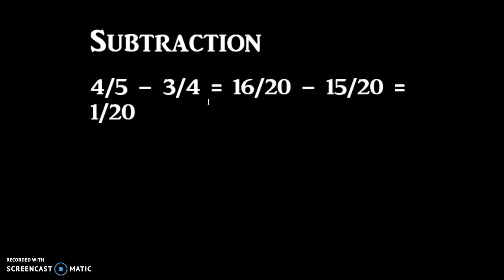And lastly, we're going to learn about subtraction with fractions. This is very much like addition, except you're subtracting. So 4 over 5 take away 3 over 4. 4 over 5 is 16 over 20, and 3 over 4 is 15 over 20. Take away that, and you get 1 over 20. With this, you also don't take away the denominator.